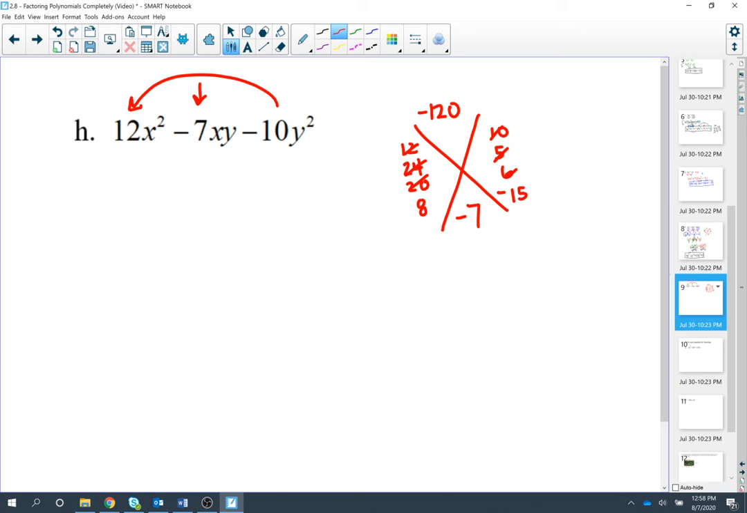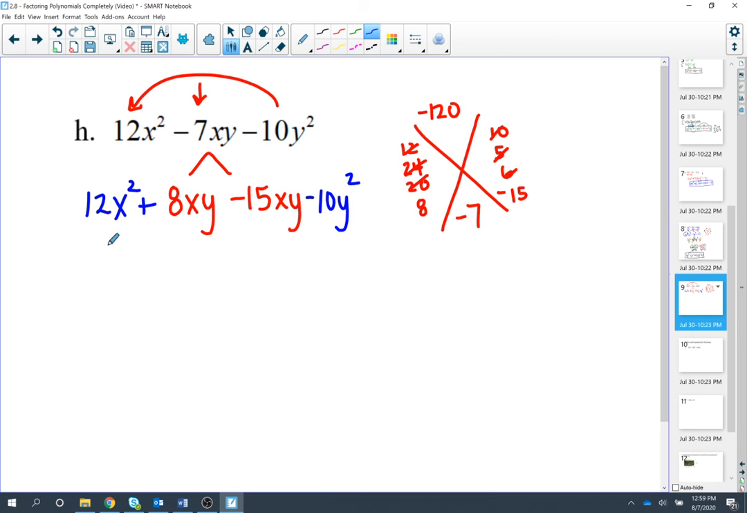So we're going to come back over here. We're going to break it down into an 8 and a negative 15. But again, notice the variable here is xy. So you just keep xy. Don't change anything. And then check yourself. Is 8xy minus 15xy negative 7xy? Yes. Drop down your negative 10y squared. Drop down your 12x squared. And grouping.